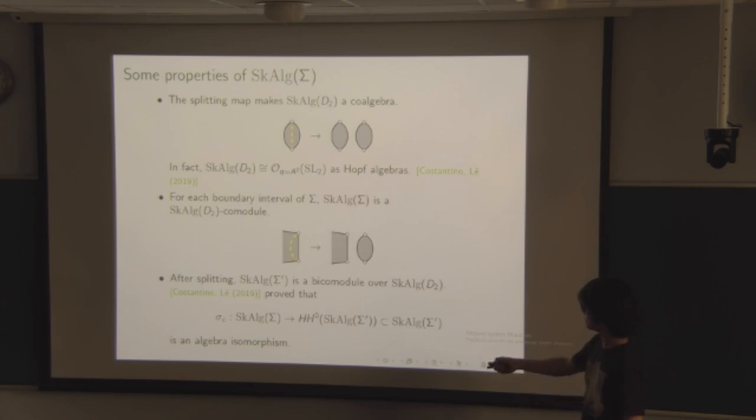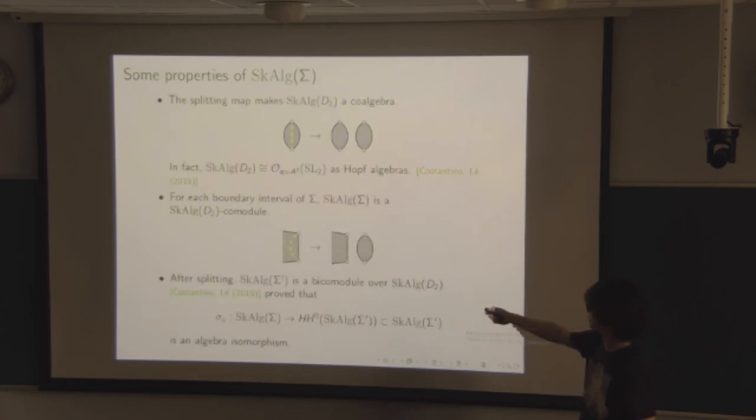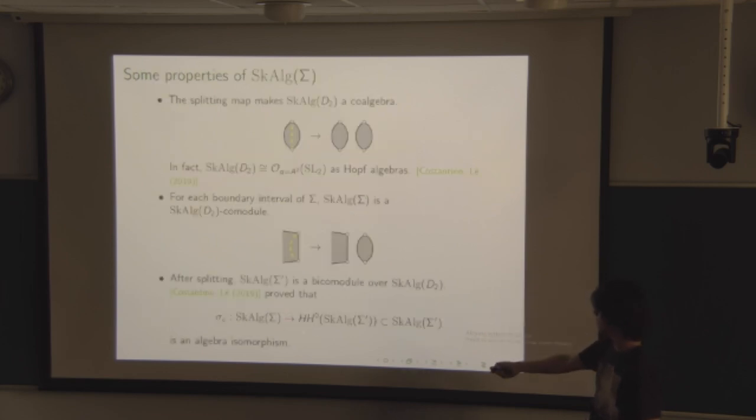And the last remark is that in this splitting homomorphism, once we've split, we're creating 2 new boundary intervals, one on the left and one on the right. And as I just remarked, for each boundary interval, we get a co-module structure on the stated skein algebra. So the stated skein algebra of sigma prime is going to be a bi-comodule over the stated skein algebra of a bigon, because we have a co-module structure, one on the left and one on the right.